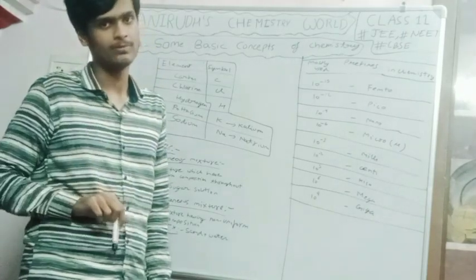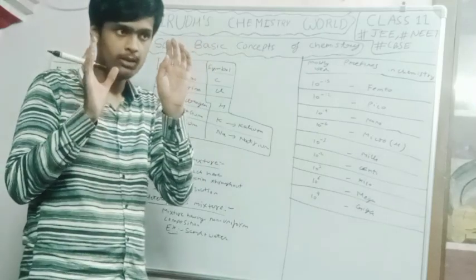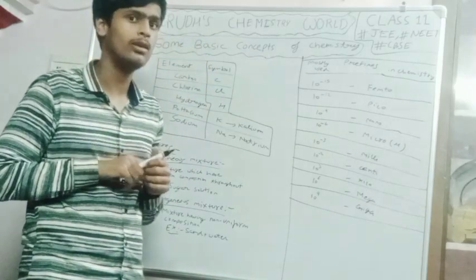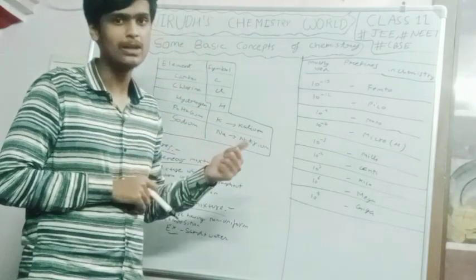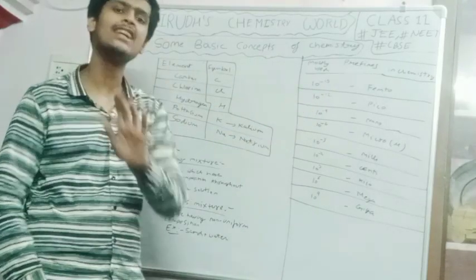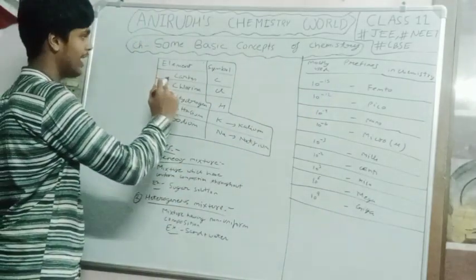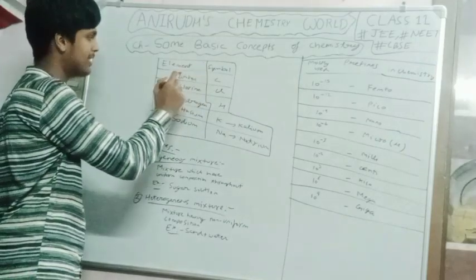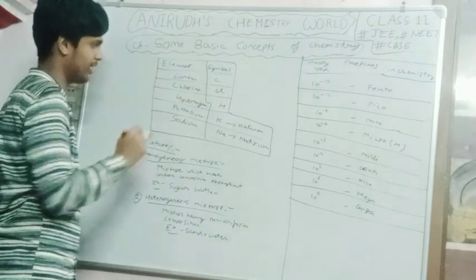So the symbol is also different. Basically, the symbols derived for the elements are either from a Latin word or an English word. So in the element carbon, you'll have the symbol C. Its first alphabet is C, so it's C.